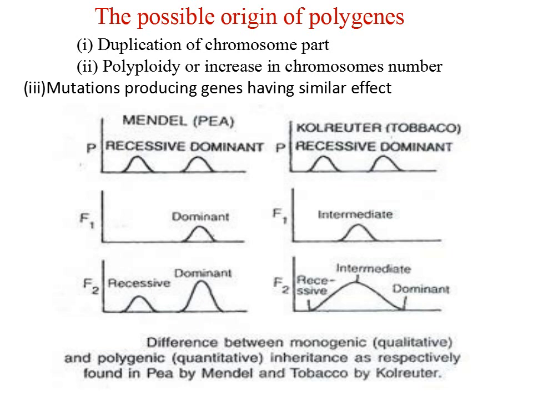Second one is polyploidy, or increase in chromosome number. That may occur in nature due to spontaneous, different evolutionary forces, or it may be due to treatment with colchicine. There may be existence of polyploidy, which will create polygenic traits from monogenic traits. Then the third major point by which these polygenes may arise is mutation producing genes having similar effect.